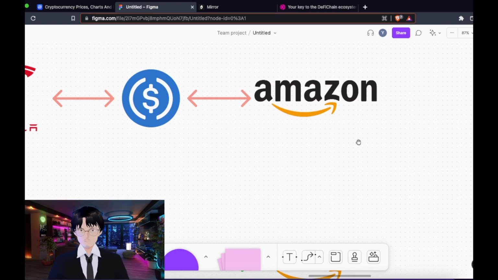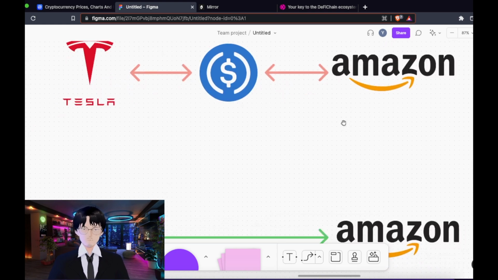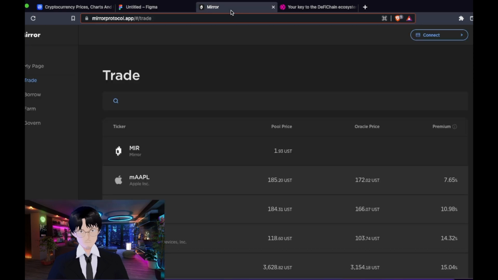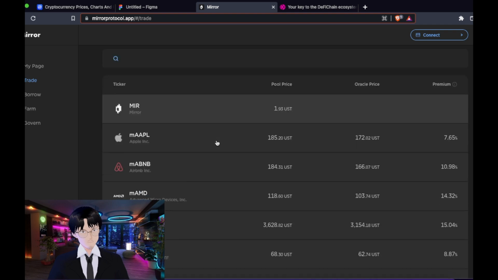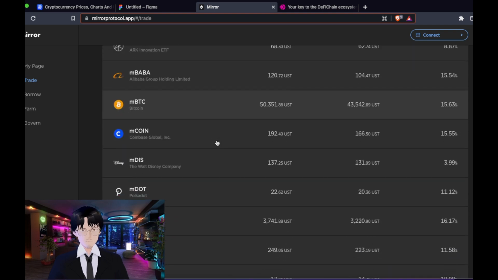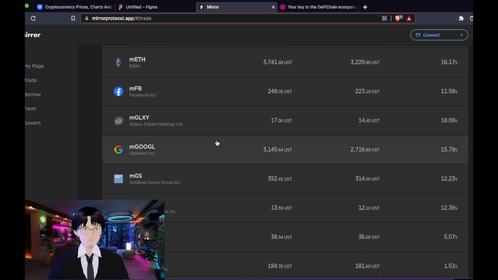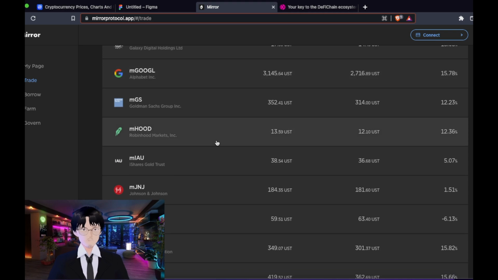So these are all the benefits of synthetic assets, and if you want to participate and buy some of these synthetic assets, you could check out Mirror Protocol, which has a lot of stocks and different assets, and these are all synthetics, right? And another one is Synthetix, with an X at the end, and that's on the Ethereum chain. Mirror is on Terra Luna, which allows for less gas fees.